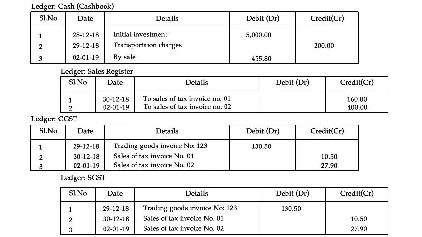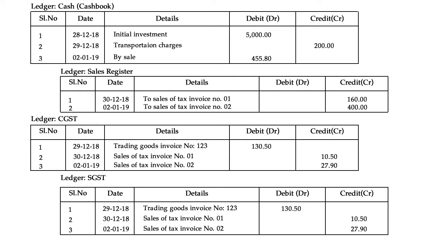Here, as you can observe, three or four ledgers are affected. One is cash, because it is a cash sale. Second, as it is a sale, the sales ledger will be affected, and apart from that, it has a GST part also, that is the taxation part. Here two GST accounts are affected: one is CGST and the other is SGST.